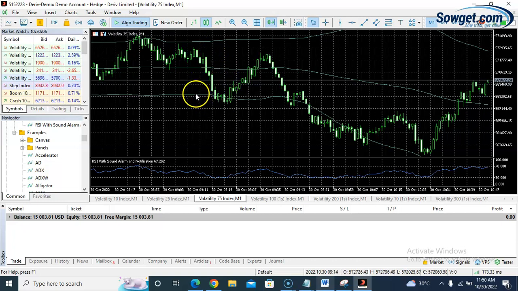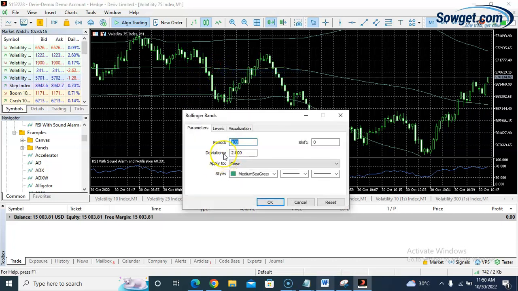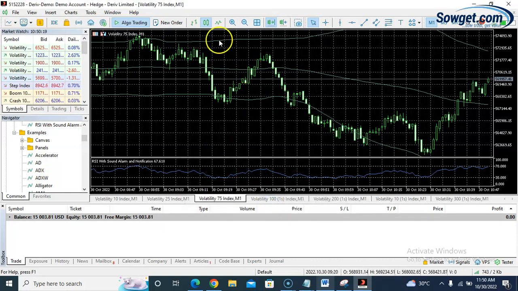So this is the 100. The period is 100, and the deviation is 2. Let me just show you again. You can see the deviation is 2, period is 100. That's the best setting. This is the upper band of the Bollinger. This is the lower band of the Bollinger.